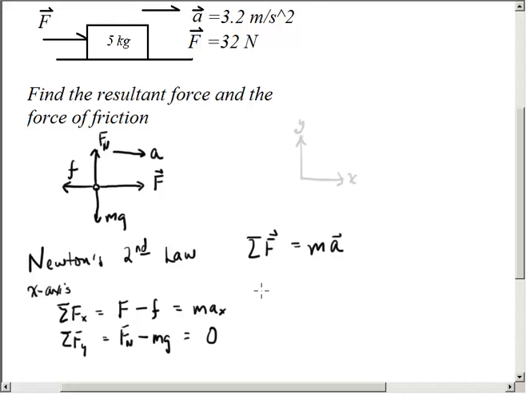Okay, you see that I have written down the equations in both the x-axis and the y-axis. Of course, we have that the applied force minus the frictional force is equal to the mass times the acceleration in the x direction, and the normal force minus the force of gravity is equal to 0. Notice we can say that simply because the block is not moving in the vertical direction.